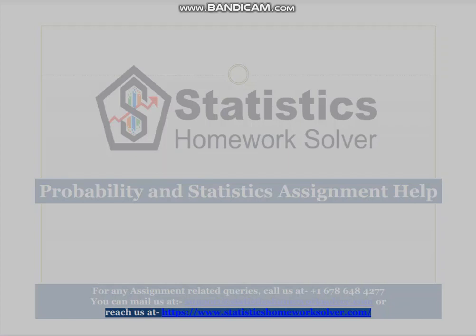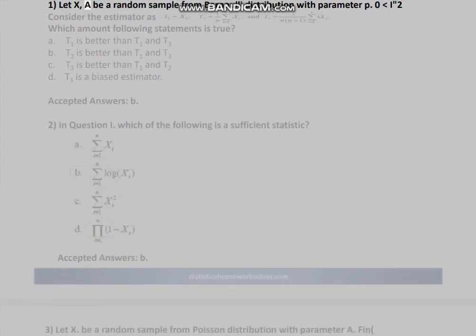https://www.statisticshomeworksolver.com. 1. Let X1, ..., Xn be a random sample from a Bernoulli distribution with parameter p. Consider the estimators T1, T2, T3. Which among the following statements is true? A. T1 is better than T2 and T3. B. T2 is better than T1 and T3. C. T3 is better than T1 and T2. D. T3 is a biased estimator. Accepted answer, B.